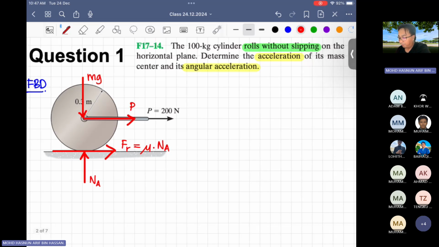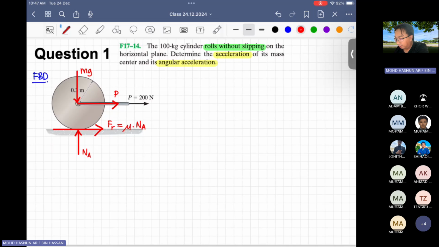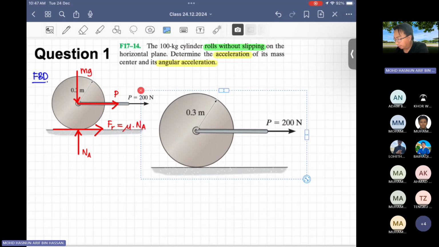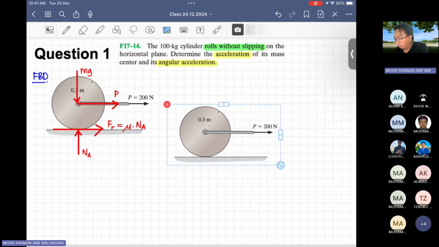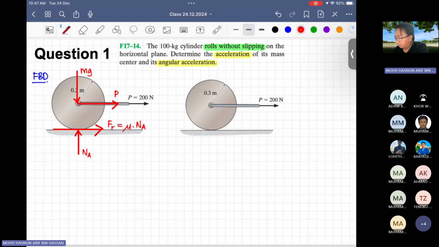So we have completed the free body diagram, and you can see that there are 4 forces currently acting on this cylinder. So now let's draw the kinetic diagram. We have the same figure here. So now we draw the KD, kinetic diagram.